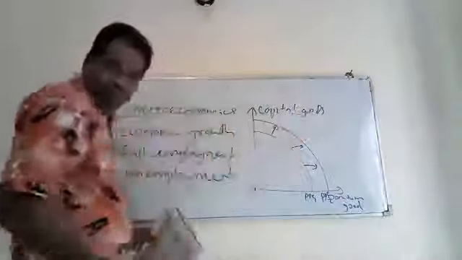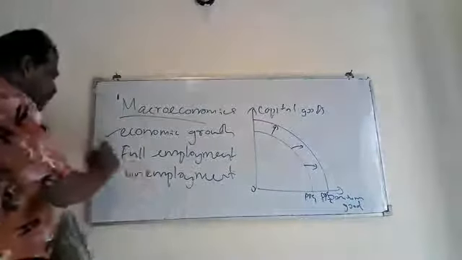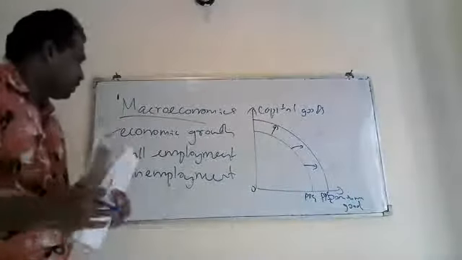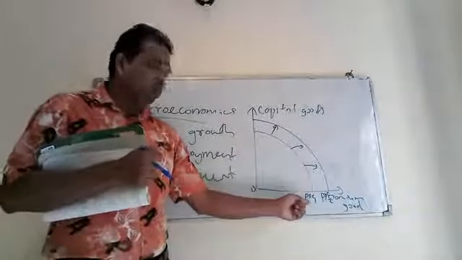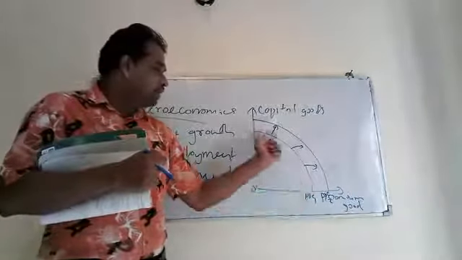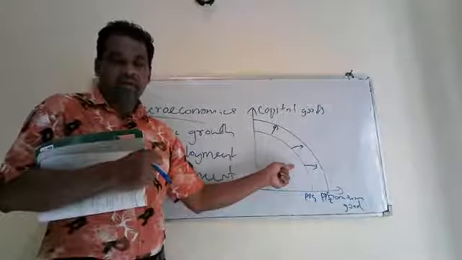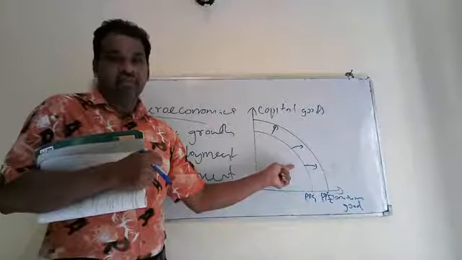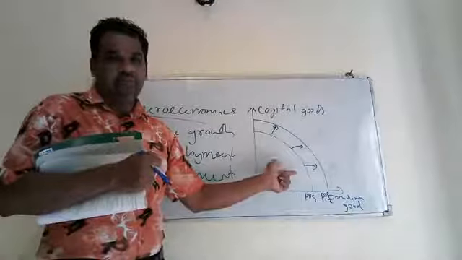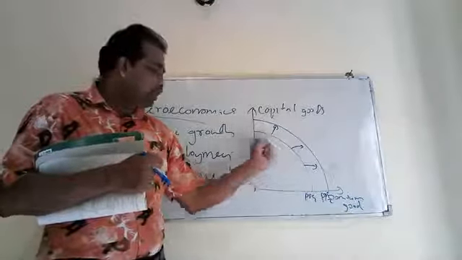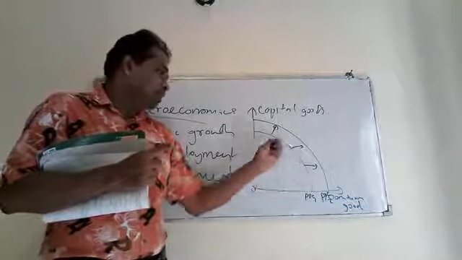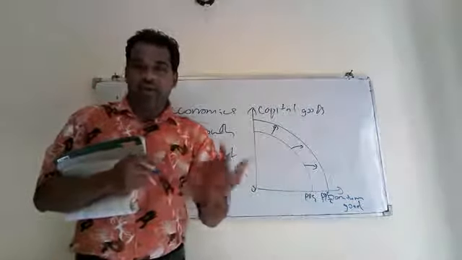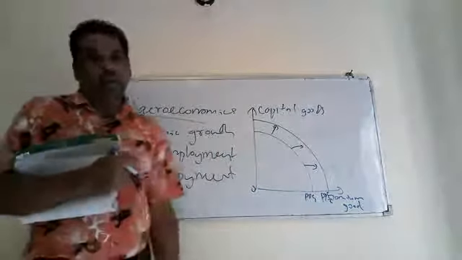You can have the next factor, full employment. What is full employment? If you take this PPC 1, any point on the curve indicates maximum production capacity. There is a full employment. The country has fully utilized resources. If you take any point along this curve, it indicates the full employment.